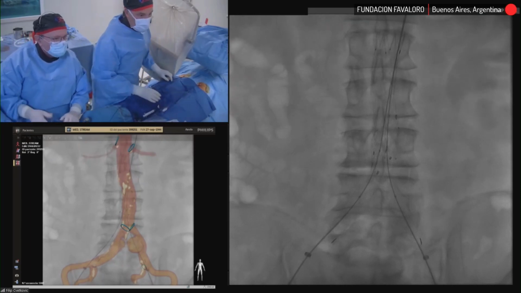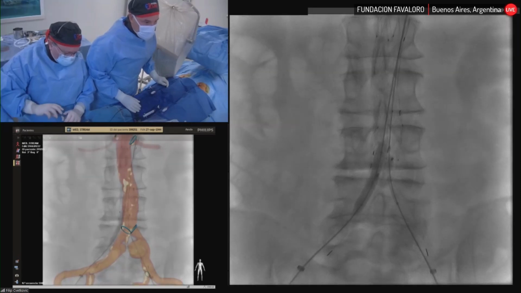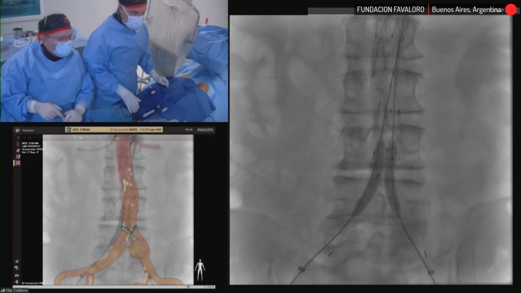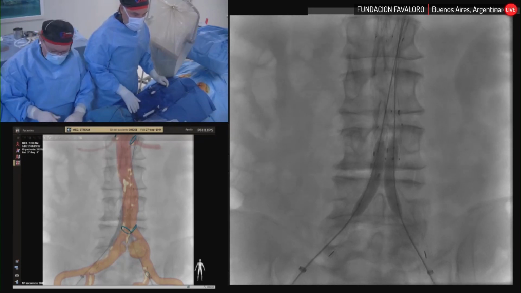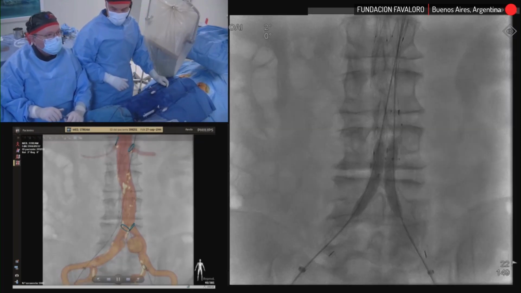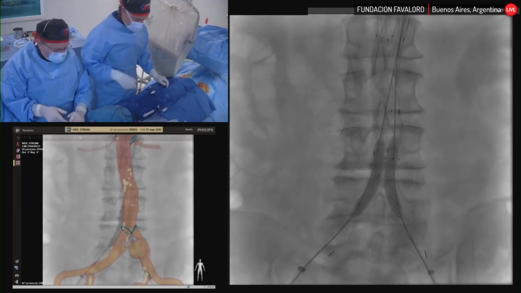Let's inflate 8. See, zoom there. Perfect. You can observe the indentation on the balloons. 10, 12. 10, 12. 12. Okay. 14. Yes. Okay, perfect. That's it.